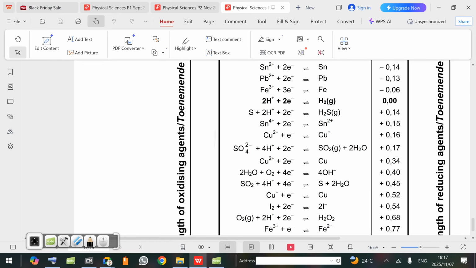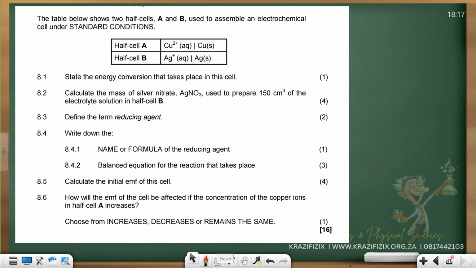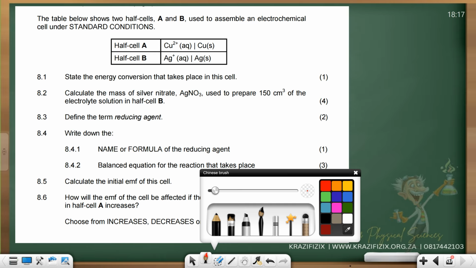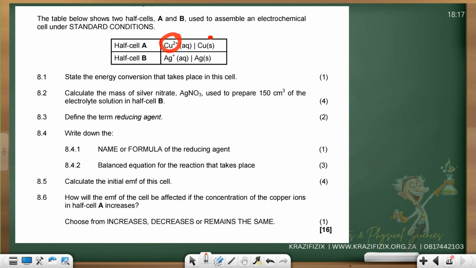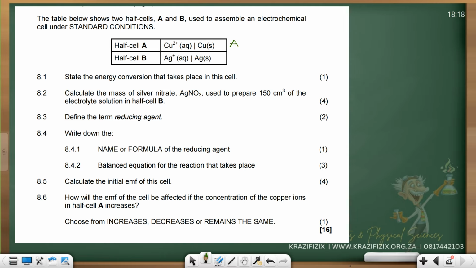And where is silver? I think silver is down, right? Ag is 0.80. And copper, I'm using Cu2+ and Cu. How do I know that? Look, they gave it. Just observe. Copper 2+ and copper, so it's the first one on the table. So that should be my what? Anode, right? And this should be my energy conversion. Come, quickly. Chemical energy to electrical energy.